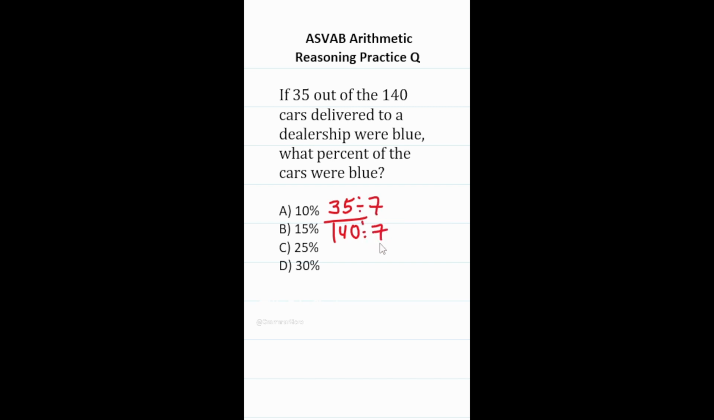You should see that 140 and 35 have a common factor of 7. Specifically, 35 divided by 7 is 5. Likewise, 140 divided by 7 is 20. We could reduce this even more since these have a common factor of 5. 5 divided by 5 is 1. 20 divided by 5 is 4. You've got to know that the decimal equivalent of 1/4 is 0.25, which is the same thing as 25%. So the answer to this one is C, 25%.